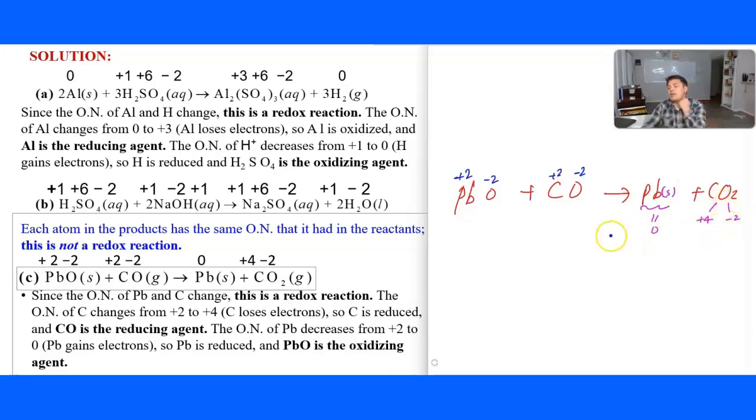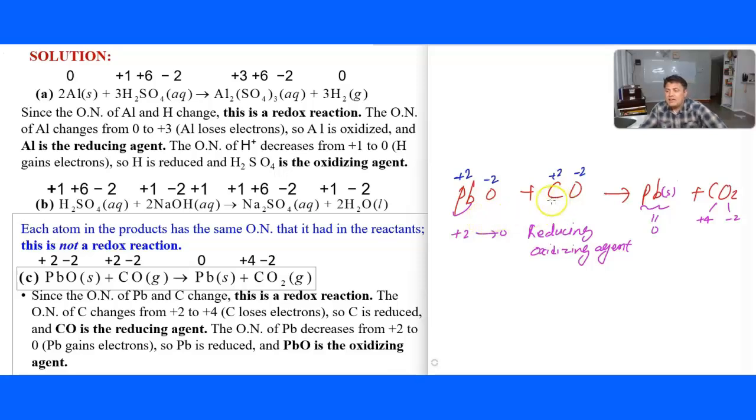Now let's see what is happening. This is decreasing, +2 to 0, which means it's reducing, the reduction of the lead is here. So this is the oxidizing agent. But what happens to oxygen here?